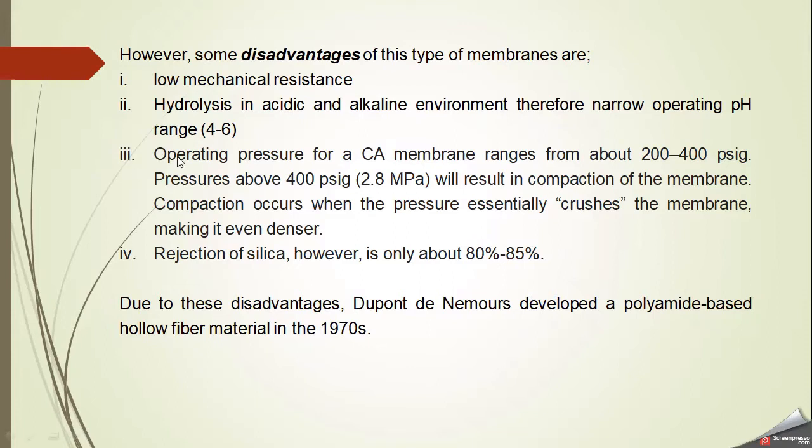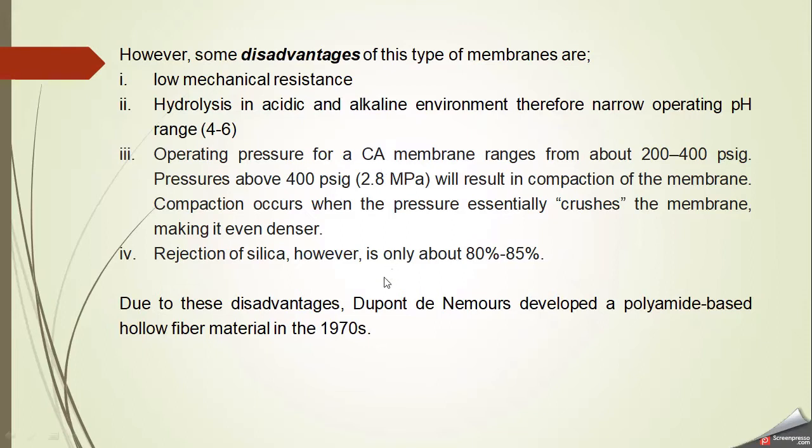The third one is operating pressure. The operating pressure of cellulose acetate membrane ranges from about 200 to 400 psi. Pressure above this value, like 2.8 megapascal, will result in compaction of the membrane. Due to this compaction, when high pressure is applied, it essentially crushes the membrane, making it even denser. When the membrane becomes denser, more pressure is required to get the same quantity of product water.